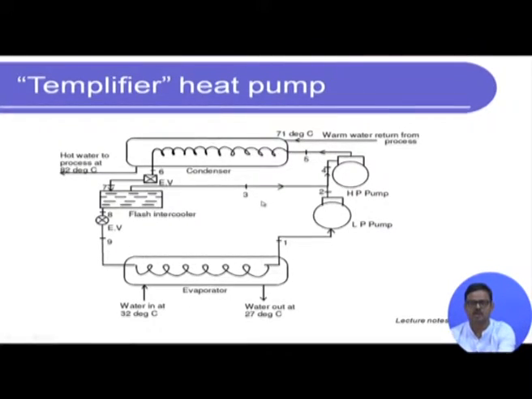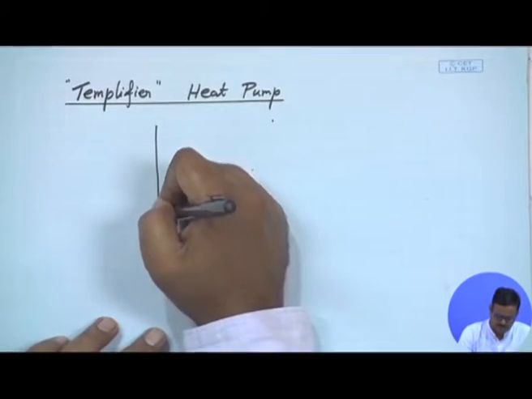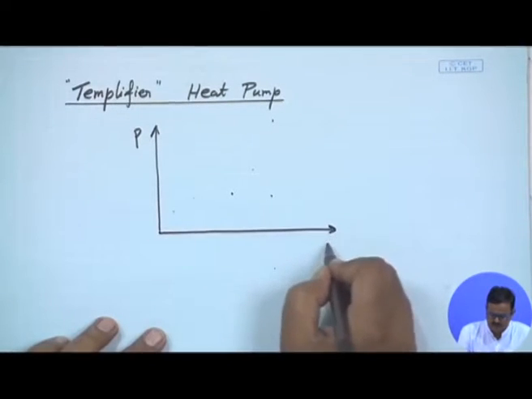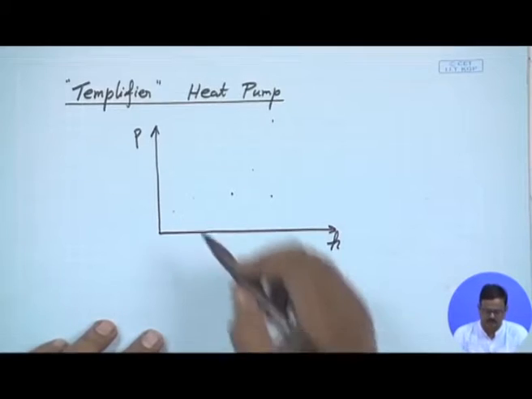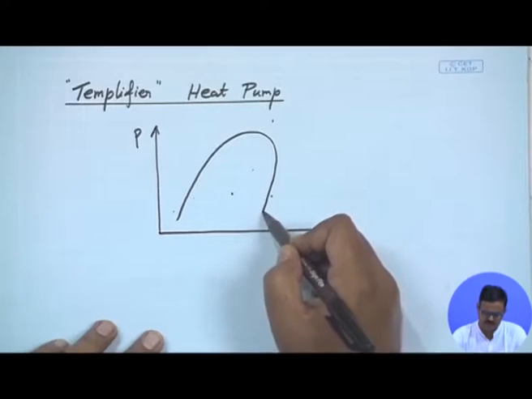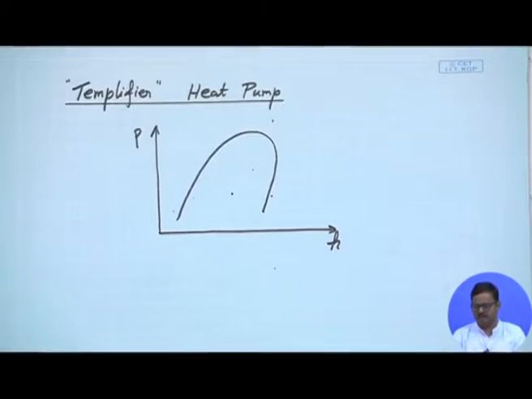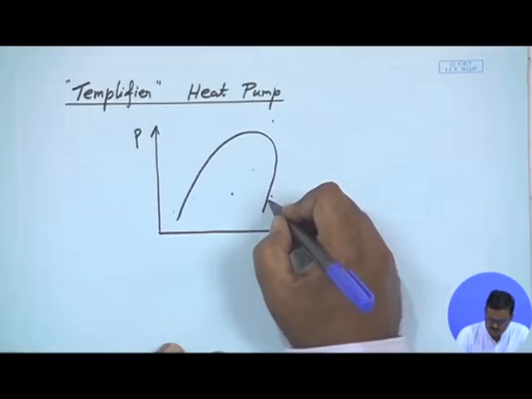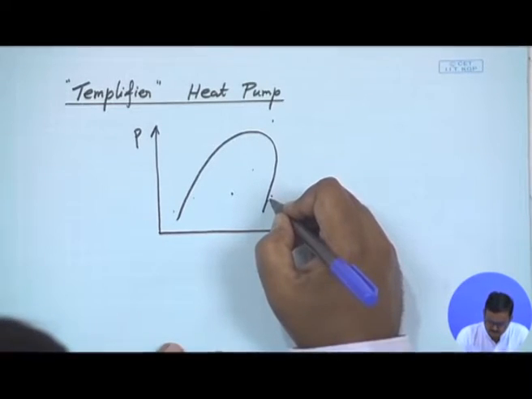So, what we will do is now we will draw the pH diagram of the Templifier unit. So, this is pressure and this is enthalpy. Let me draw the vapor dome. This is how it looks like in the pH diagram, as we know. I will keep it like this, and then let us try and see what are the different points on this pH diagram. Okay. So, let me first draw the cycle and then we will go point by point.